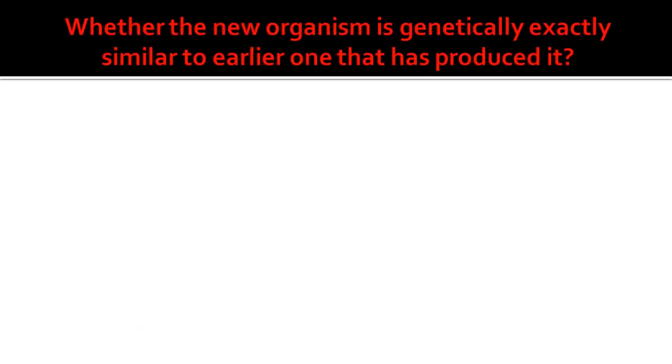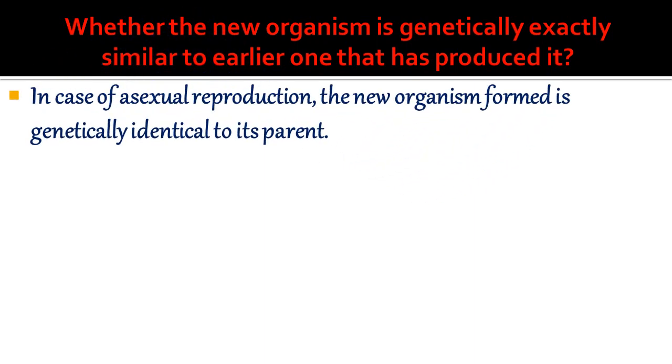Okay, now the next question is whether the new organism is genetically exactly similar to the earlier one that has produced it. So the new organism which is produced from the older organism, is it similar? No, it is not similar. Why? In asexual reproduction, where only one parent is involved, the new organism formed is genetically identical to its parent.